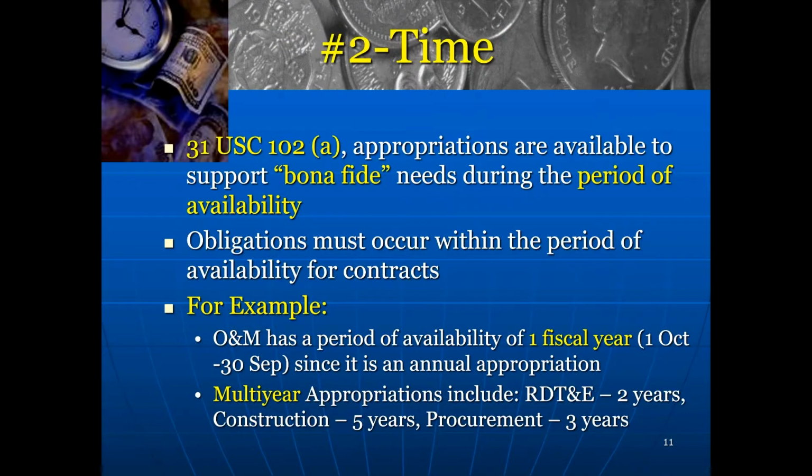31 U.S.C. 1502(a) is called the bona fide need statute. This constraint limits the expenditure of a fund to a definite period of availability. It also states that a bona fide need must exist at the time award is made, when the money is obligated, not when the performance is scheduled to begin.